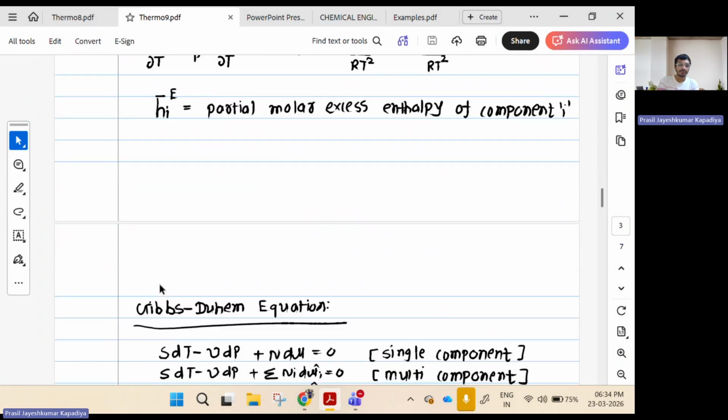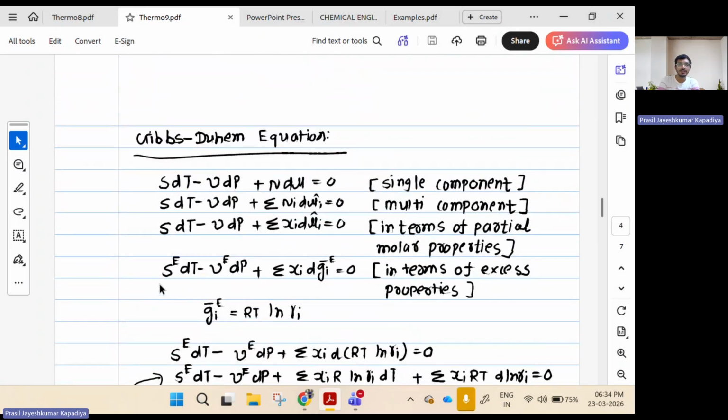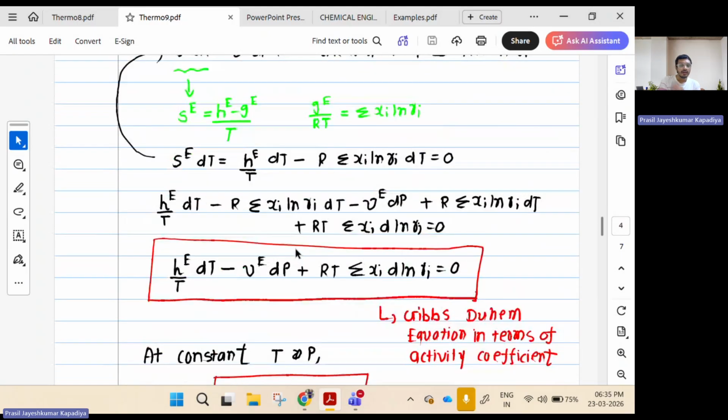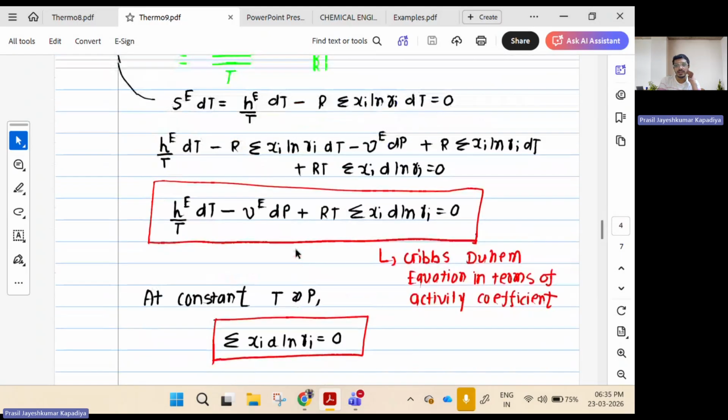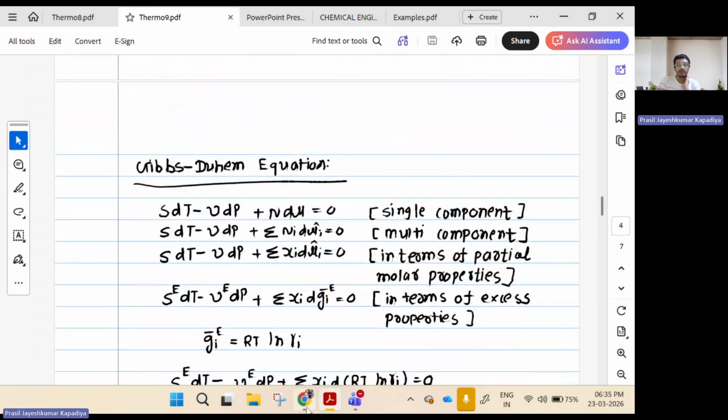Okay, so till now we have looked at Gibbs-Duhem equations in various cases: single component system, multi-component system. We studied the Gibbs-Duhem equation in terms of partial molar properties also. In terms of excess property, a similar thing can be written. So what can we write in terms of activity coefficient? Okay, so first let's have a look.